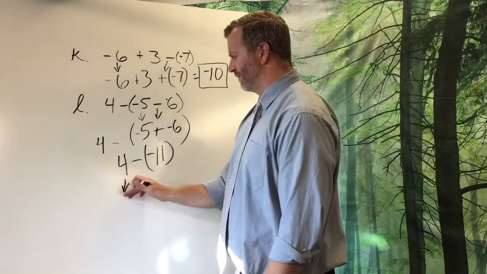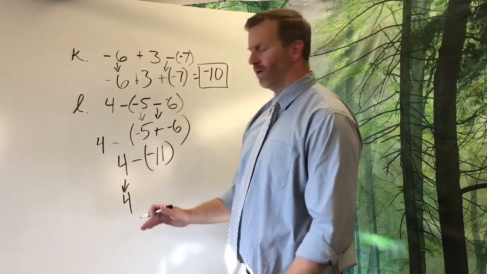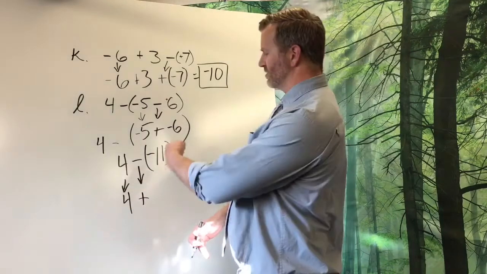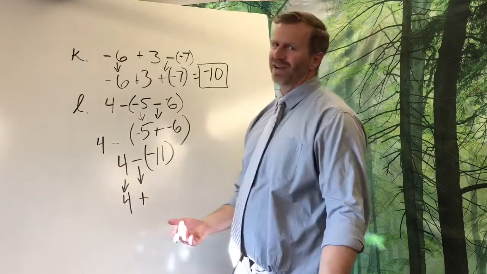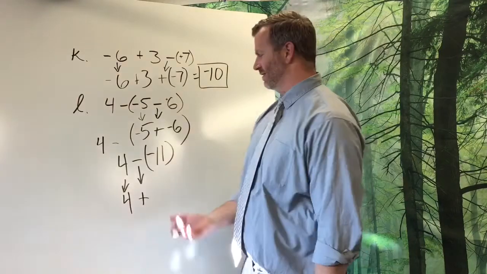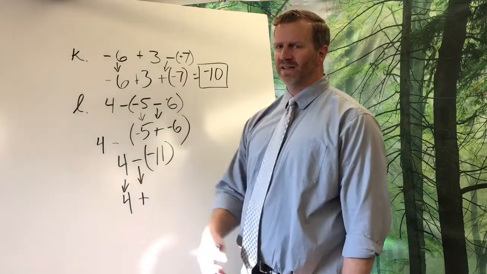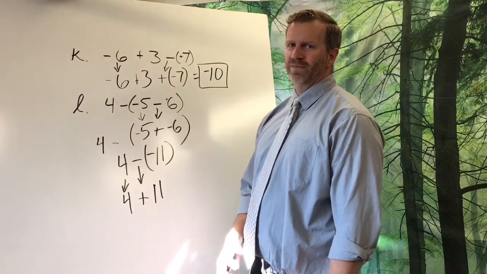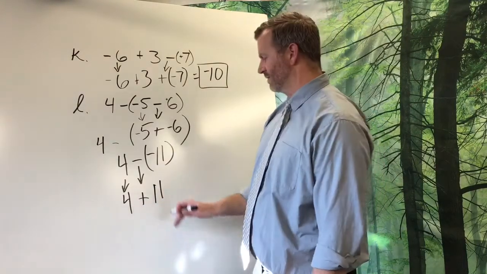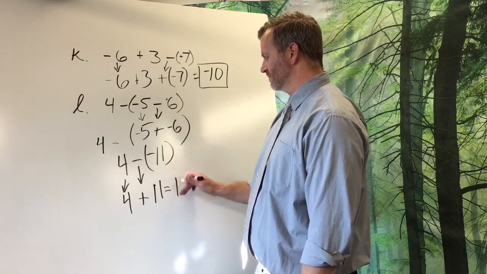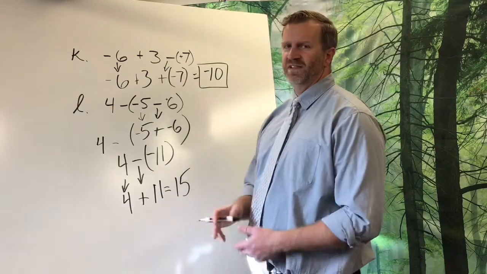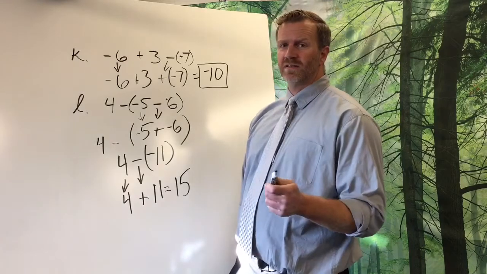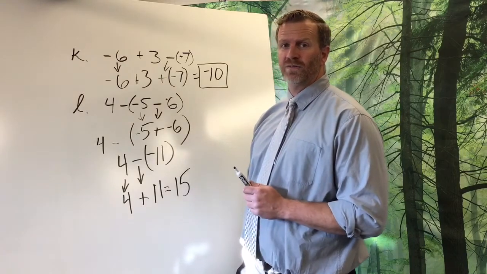So the 4 comes down, stays a 4. That minus sign comes down, becomes a plus sign, and then check out that negative 11. We've got to change it, don't we? We've got to go with the opposite. So what's the opposite of negative 11? 11. That's it. And then 4 plus 11. Super easy, right, guys? 15. Cool.